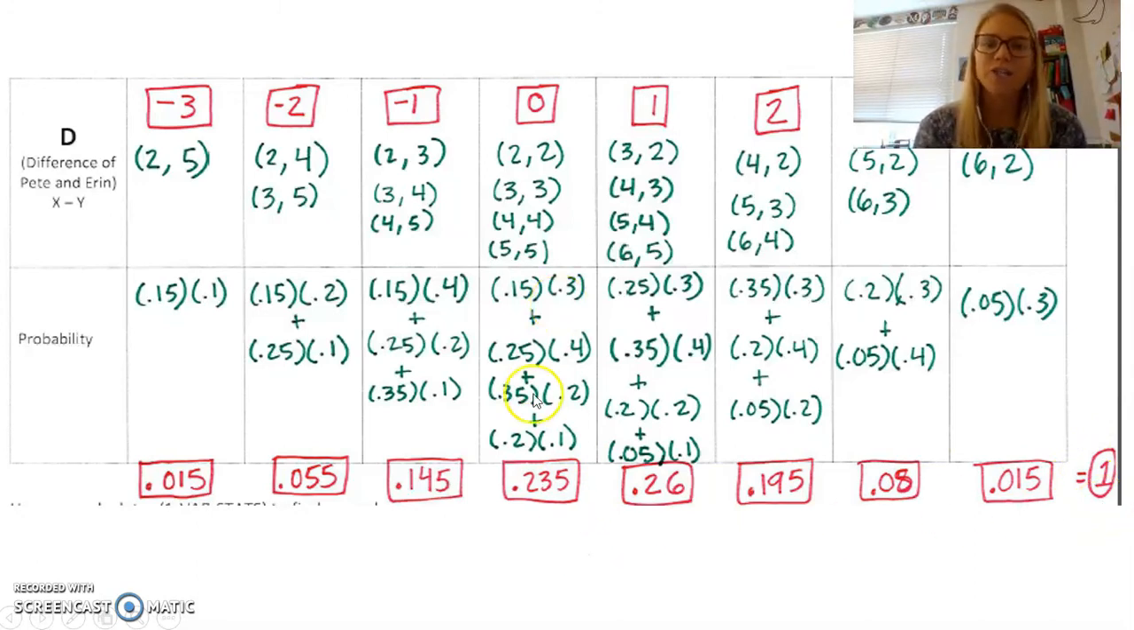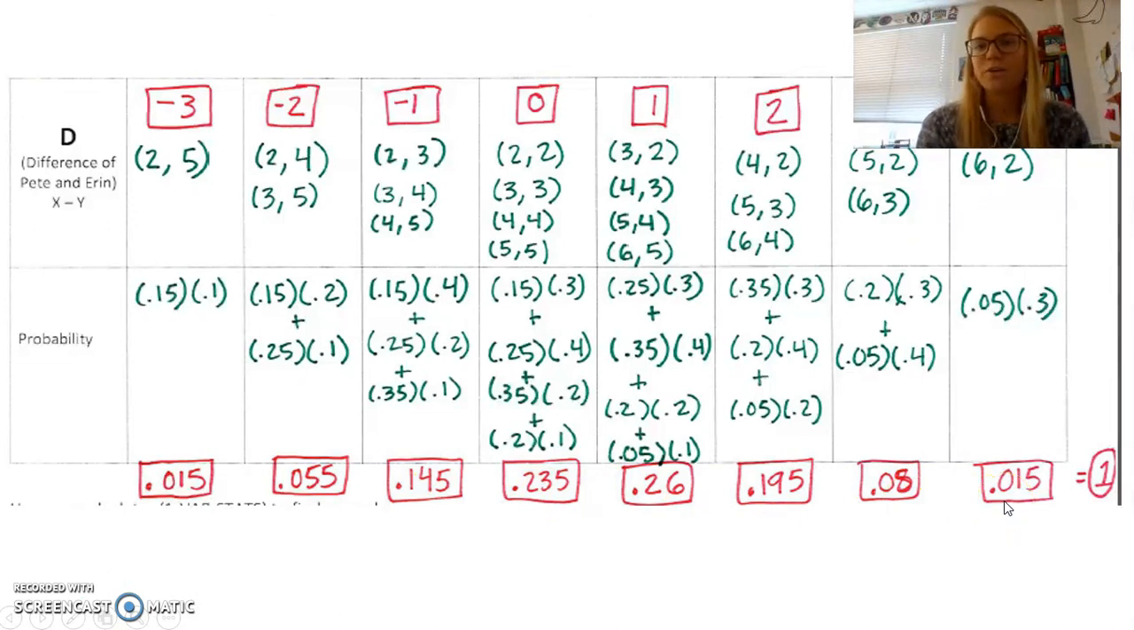So it's a high chance that there's no difference between the two because there are so many possible ways for them to have the same amount of people. So this being the largest, and then right around here, there's also a high chance that Pete only beats Erin by 1 passenger, or even that Erin beats Pete by 1 passenger. So you can see how these numbers end up making sense.